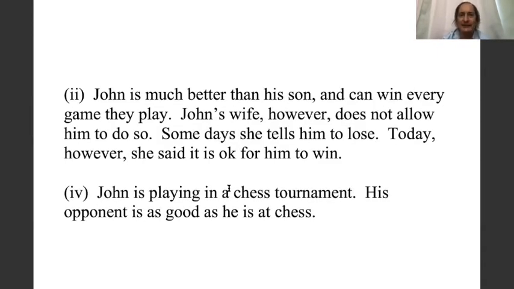Okay, so here are a couple of situations that help to bring out two of these readings. Situation 2: John is much better than his son and can win every game they play. John's wife, however, doesn't allow him to do so. Some days she tells him to lose. If you have children someday, you will understand this very well. Today, however, she said it's okay for John to win. So today, John may win. That is, John has his wife's permission to win. We can understand that sentence in exactly that way.